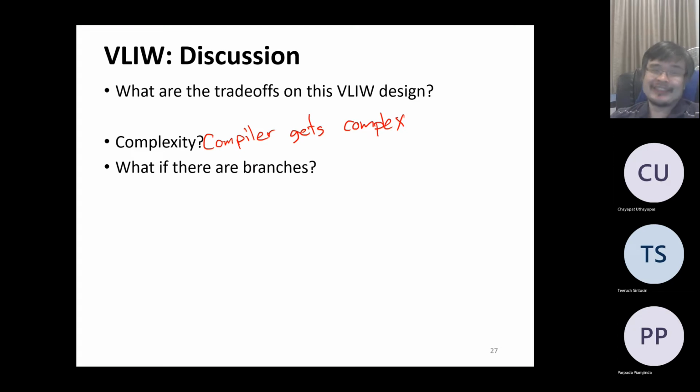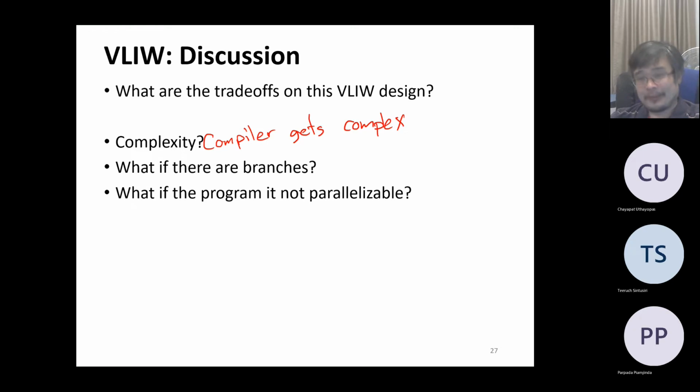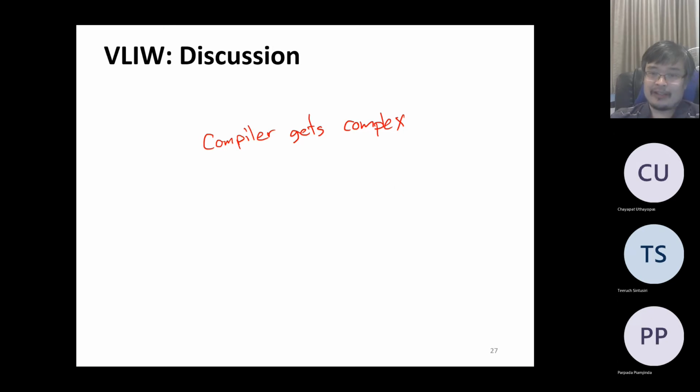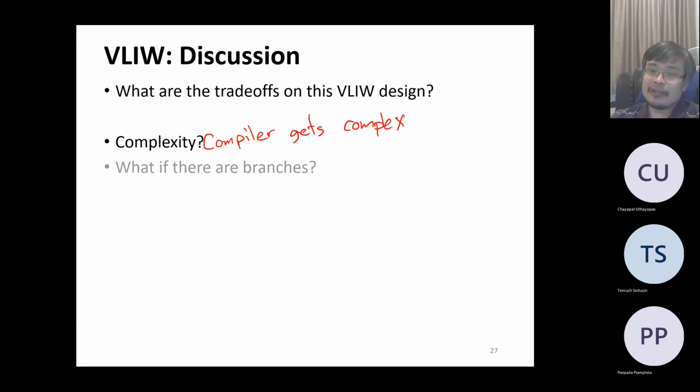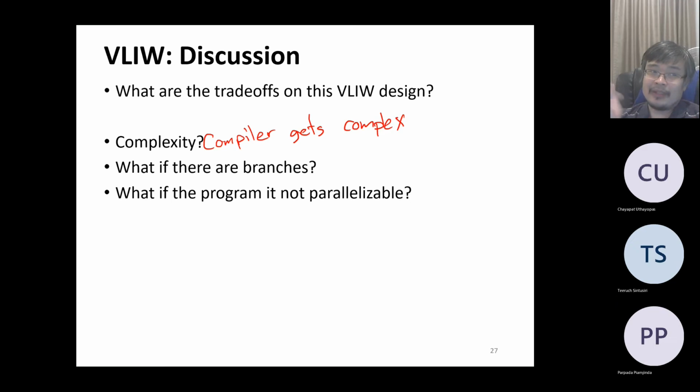Also, what if there are some branches? How do you recover from that? What if the program is not parallelizable? That means you're screwed, right? Because, for example, if you look at the earlier slide, every single instruction needs to have one add, one multiply, one data access, and one data movement. If you cannot build your program this way, then you will not get the full benefit of VLIW. So it means that the program has to be parallelizable in the exact same way, right?